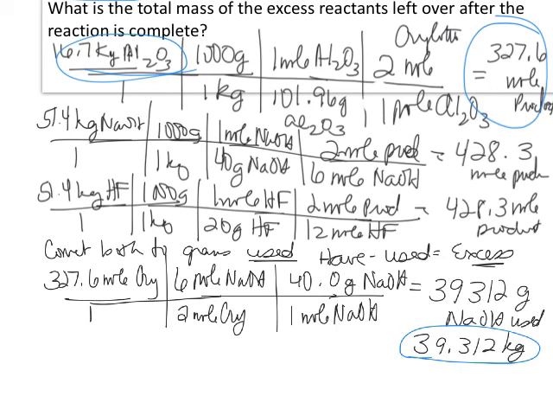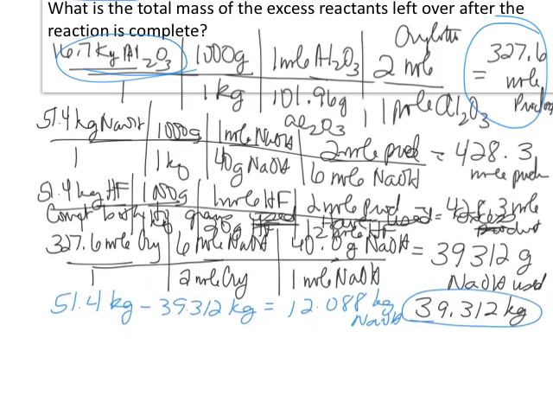So, what did we have? We started with 51.4 kilograms, and we subtract 39.312 kilograms used. And when we do that, let me see, 51.4 minus 39.312, we get 12.088 kilograms of sodium hydroxide, and you do the same with the next one.